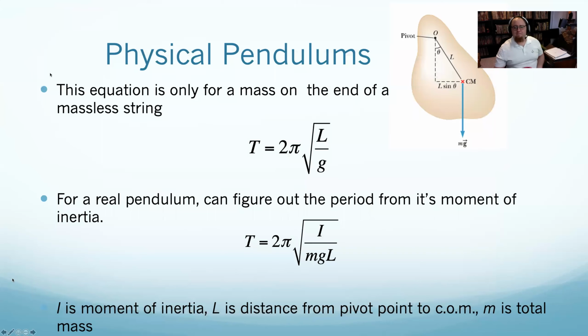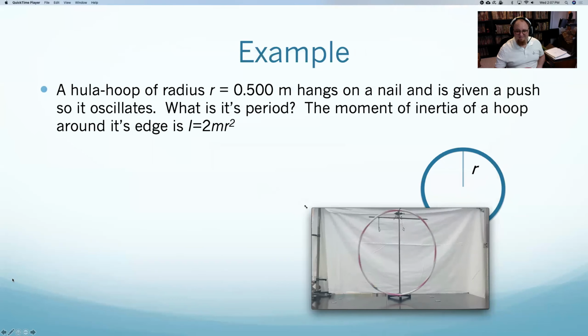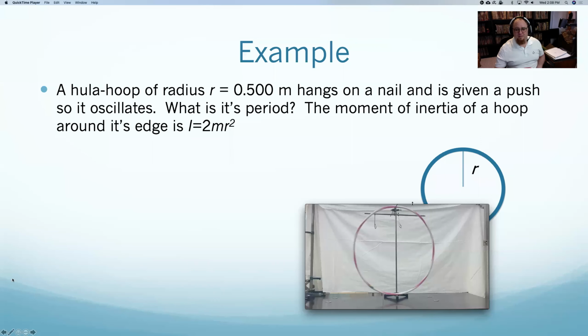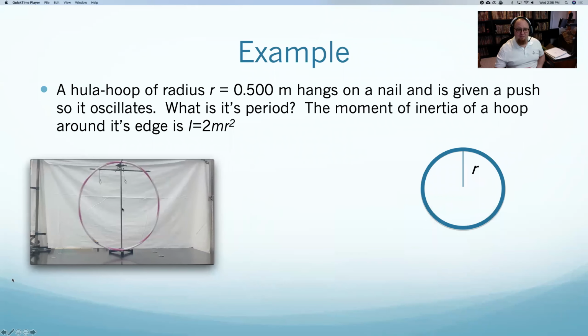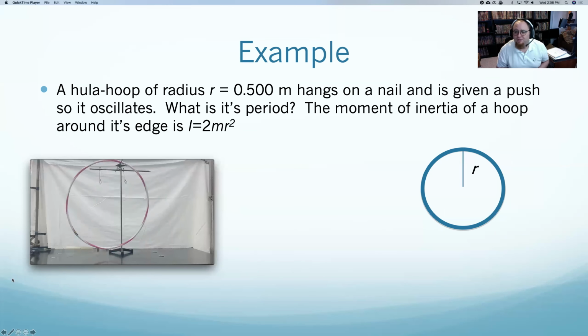Let me show you with a problem. This hula hoop has a radius of a half meter. The whole thing has a diameter of about a meter, so the radius is half a meter. And I put it onto a nail on one side and set it oscillating. What's the period of motion?